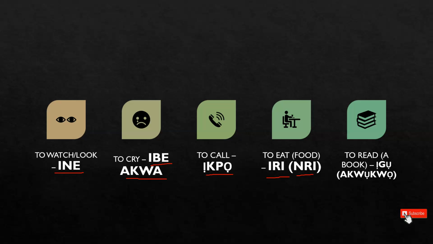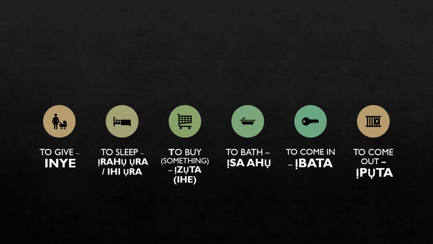Iri. To read. That's to read a book. Ego. Akwụkwọ. Akwụkwọ is books. And ego is to read. Next. To give. Inye. To sleep. Irahura. Or ihiura.